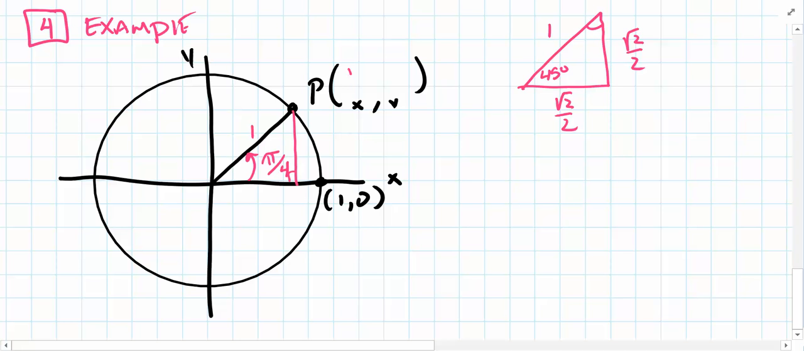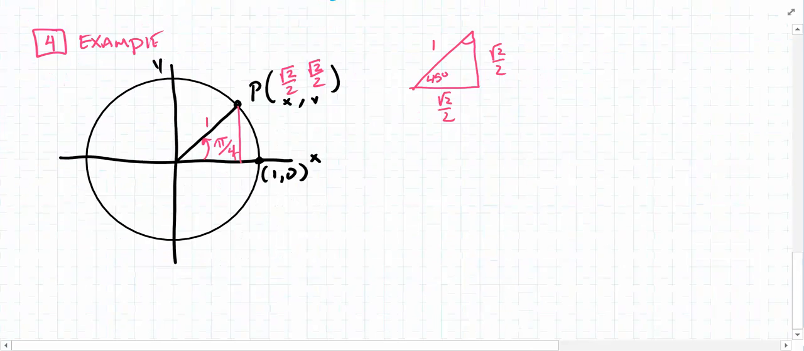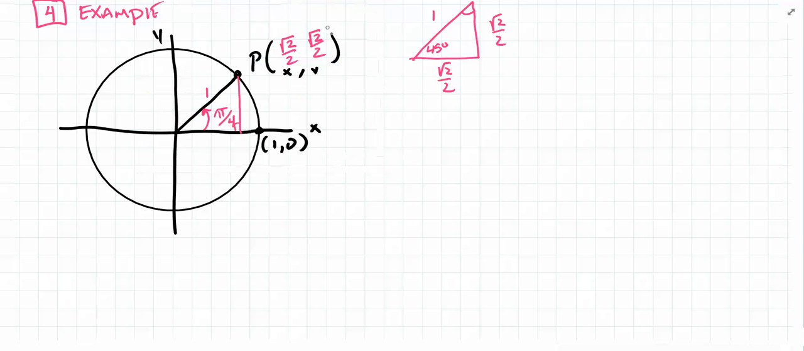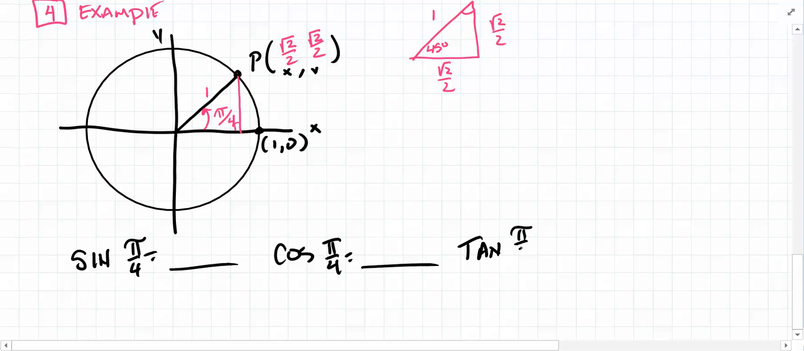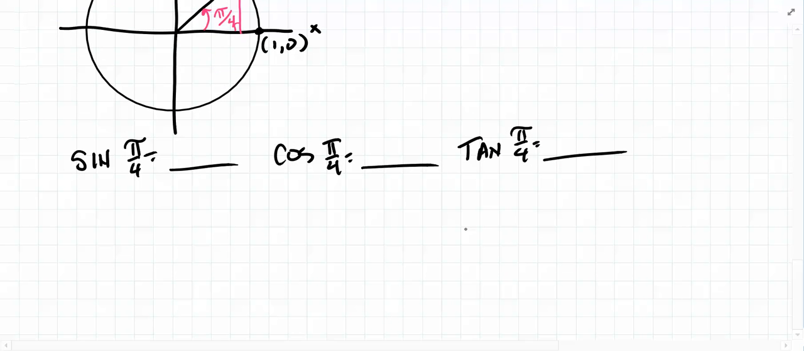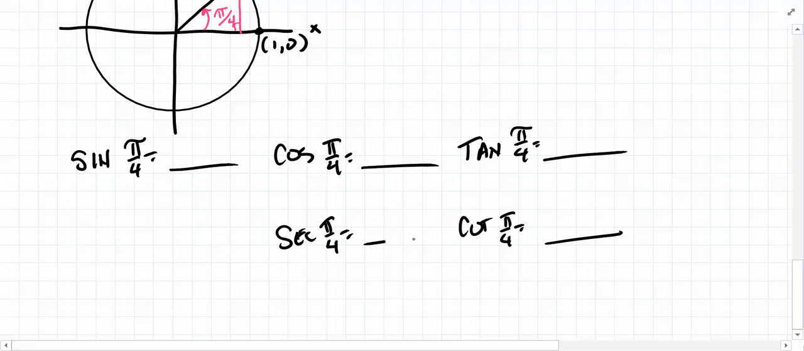So now we have the point P corresponding to T. Easy. Now what we want to do is find all 6 trig functions. So we're going to write down the sine of, what's the angle we're working with, everybody? Pi over 4 is going to be something. The cosine of pi over 4 is going to be something. The tangent of pi over 4 is going to be something. The cotangent of pi over 4 has to be something. The secant of pi over 4 has to be something. And the cosecant of pi over 4 has to be something. All right, which ones do we know already?